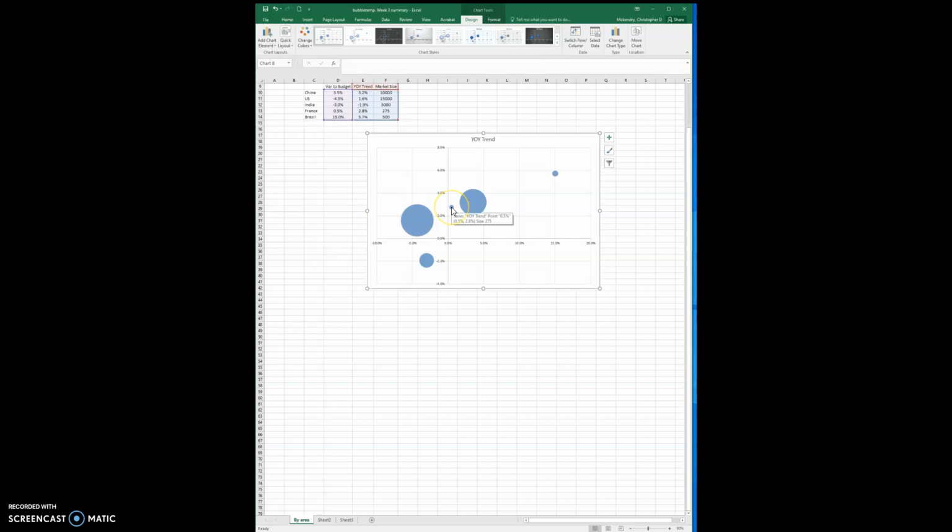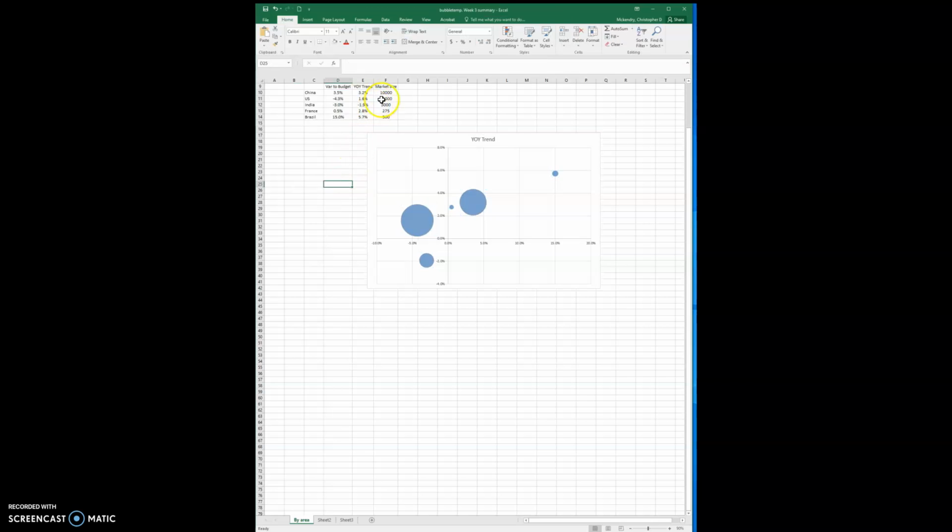And then we have the smaller dots, which represent the year-to-year trend. So they're going to be representing the year-to-year trend for each country. And then you also have the market size, which is on the x-axis.